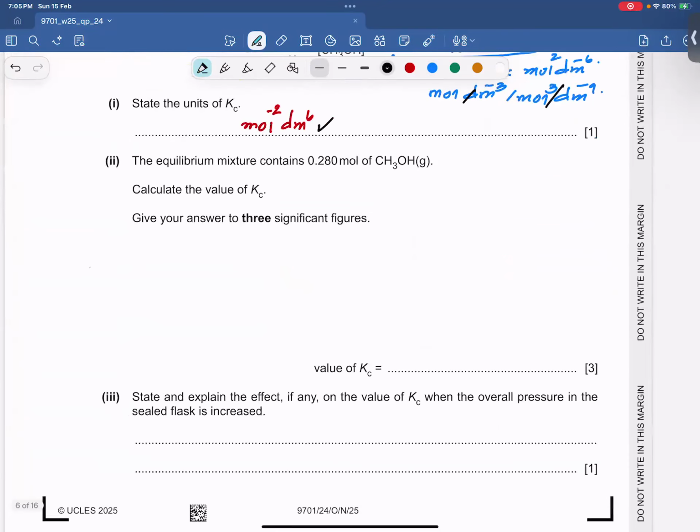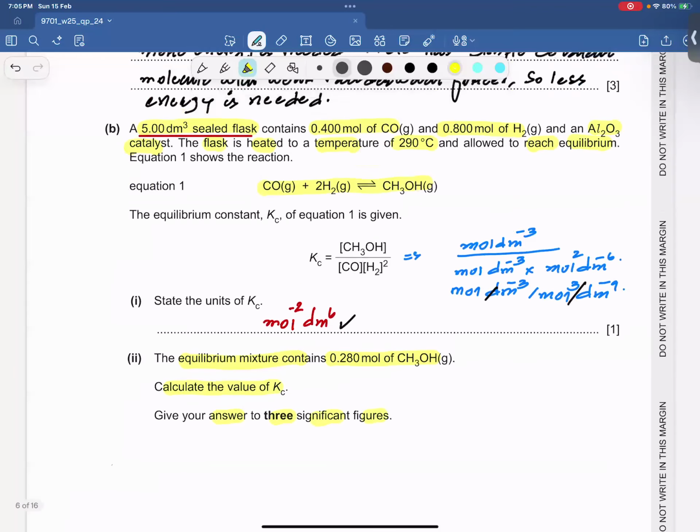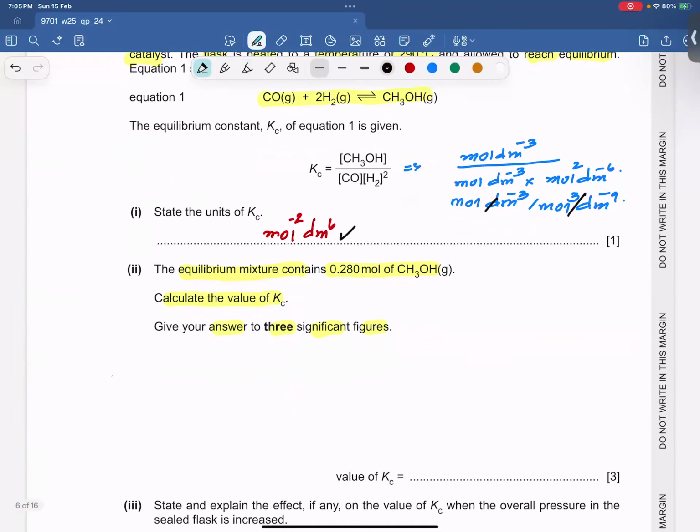The equilibrium mixture contains 0.280 moles of methanol. Calculate the value of Kc. Give your answer to three significant figures. Let me write down the equation first. This is carbon monoxide plus hydrogen, and this will give you methanol.